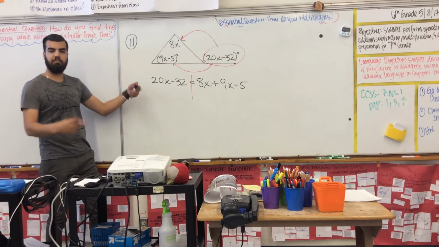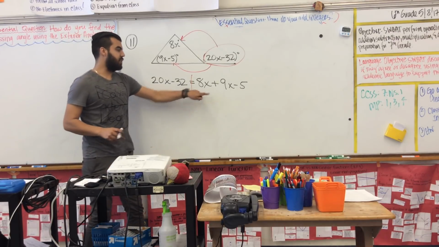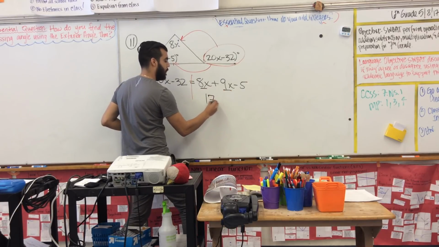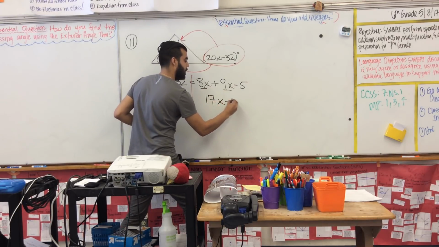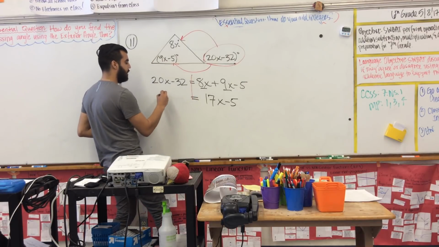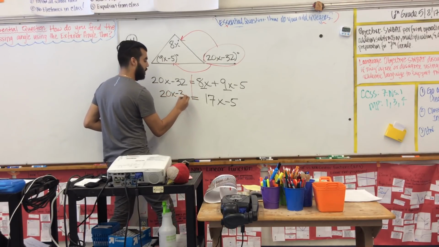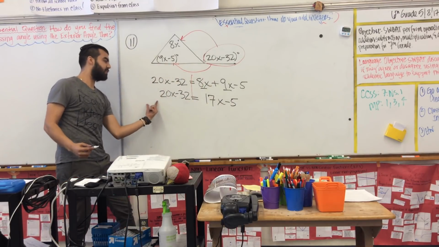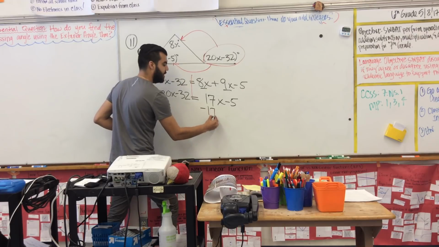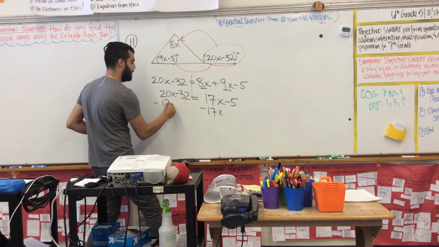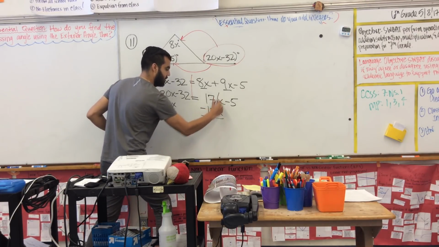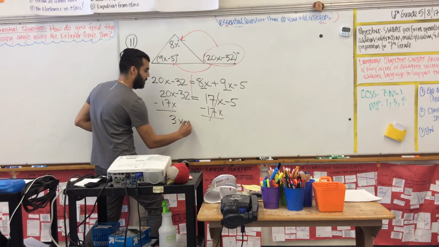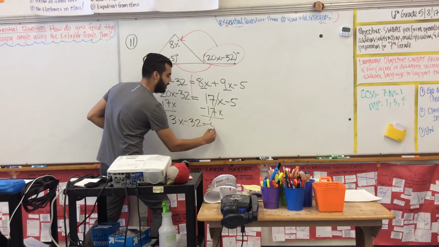Go ahead and draw the barrier. Can I combine anything here? No, I can't. Let's go to this side. 8x plus 9x gives me 17x, minus 5. This side I didn't combine anything, so I could just copy it over. This 17x, I need to move it to this side, so I'm going to do the inverse. Minus 17x, minus 17x. This cancels, they become 0. 20 minus 17 is 3x. Minus 32 equals negative 5.